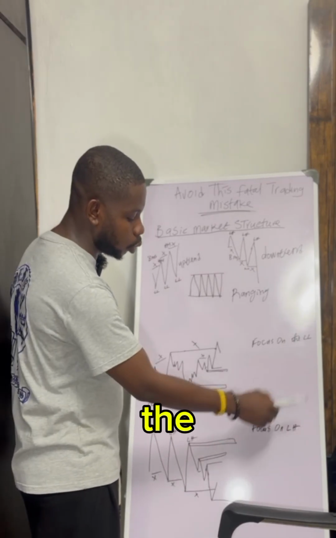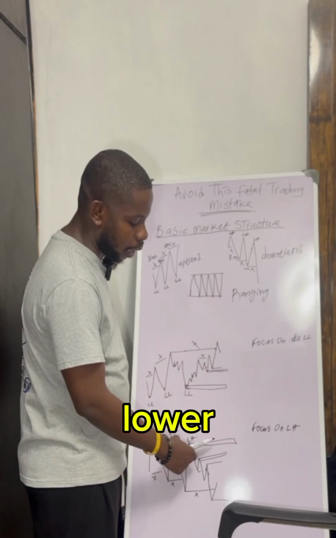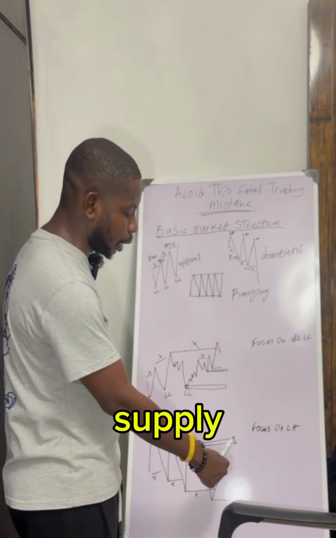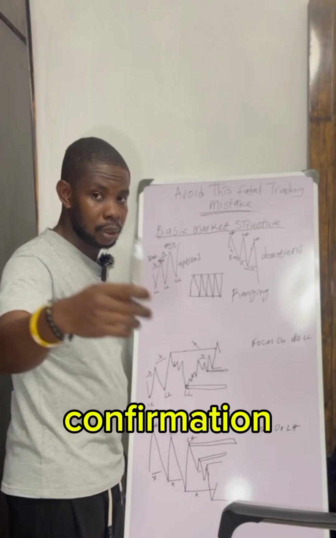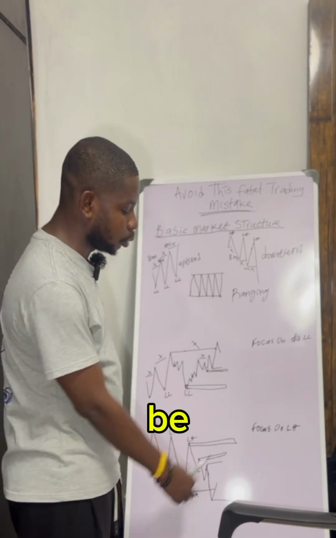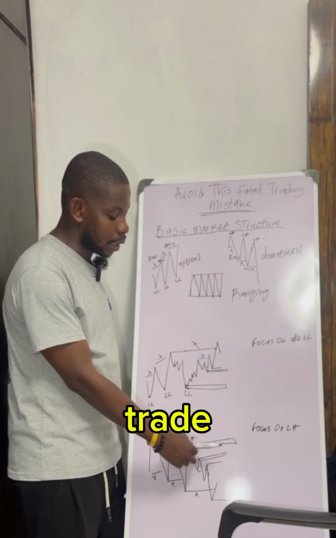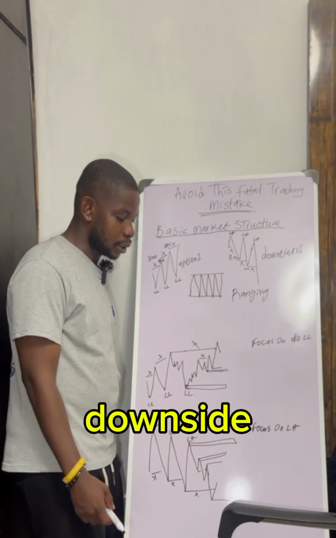So you focus on the supplies at the lower highs. When the market comes to that supply on the lower high, then based on your strategy, your confirmation strategy, whatever you use, you can look for ways to place your trade and sell to the downside.